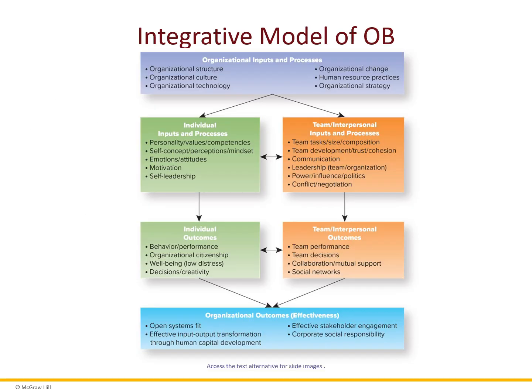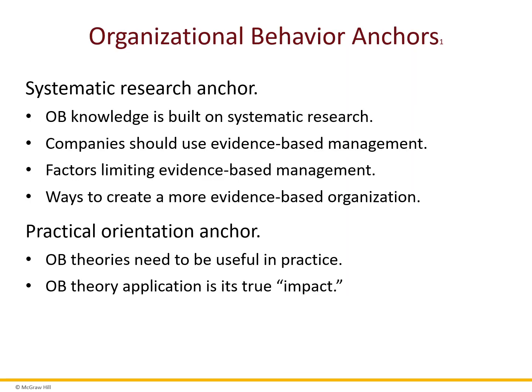Individual inputs and processes influence individual outcomes, which have a direct effect on the organization's effectiveness. Team inputs influence team processes, which then affect team performance and other outcomes. And then those team processes and outcomes affect the individual processes and outcomes. Organizational inputs and processes have macro-level influence on both teams and individuals.